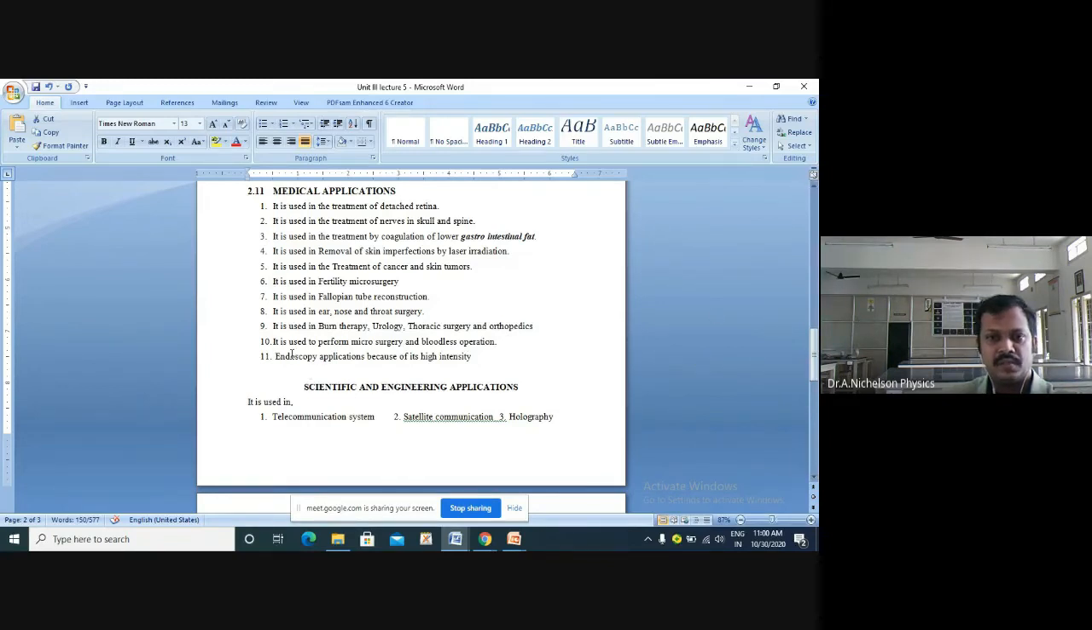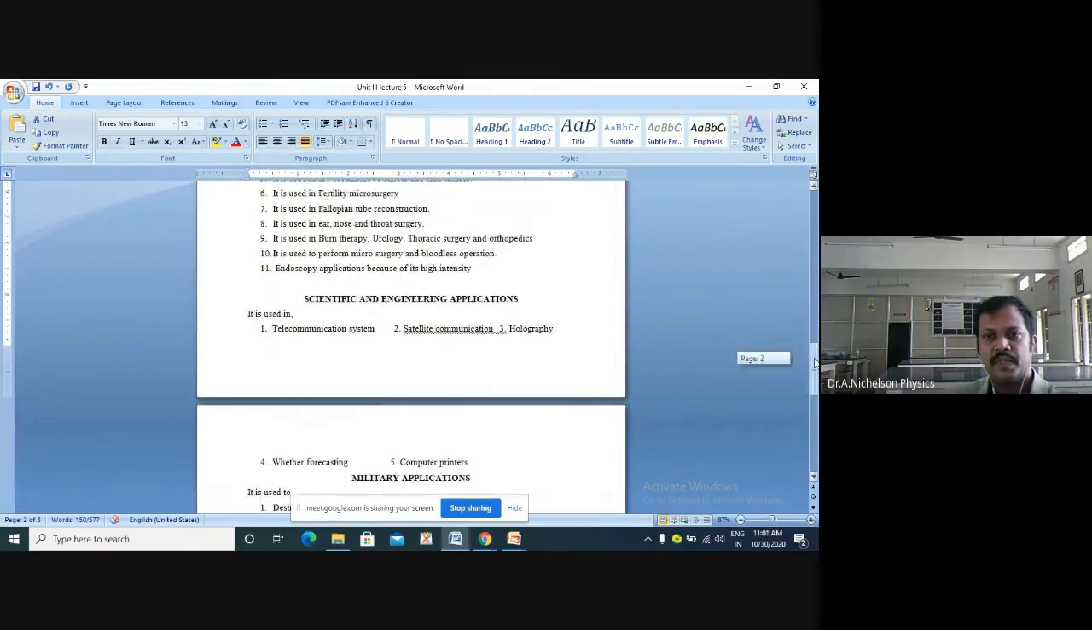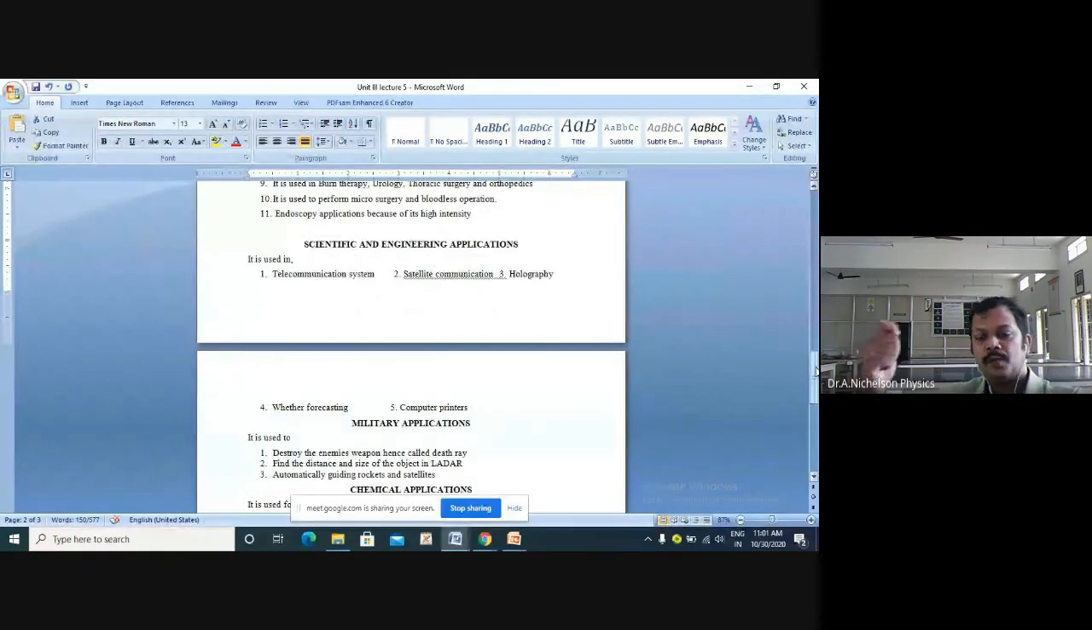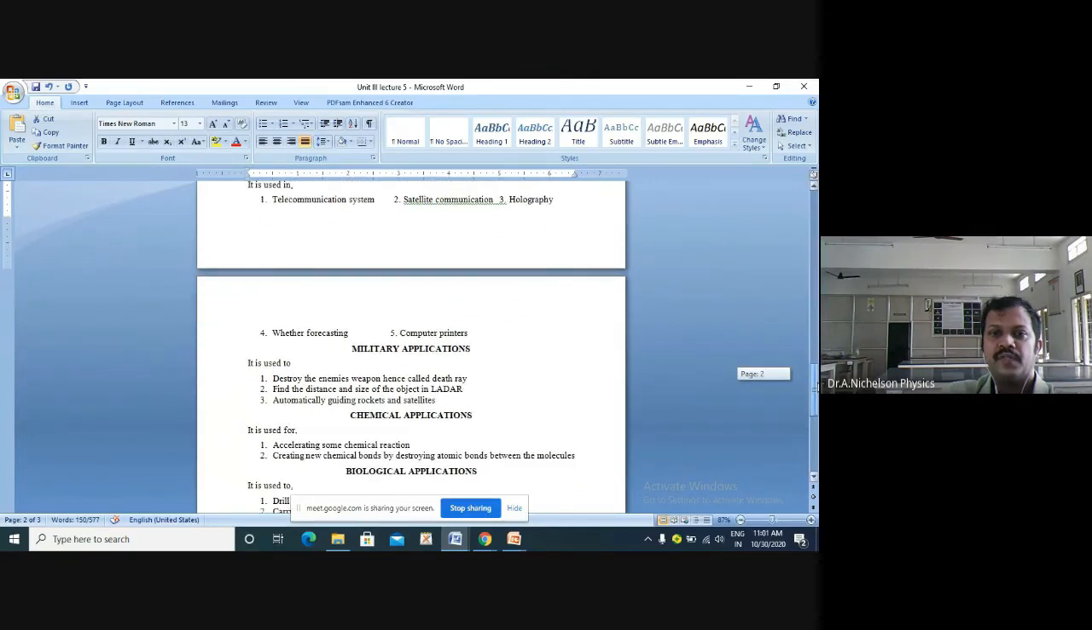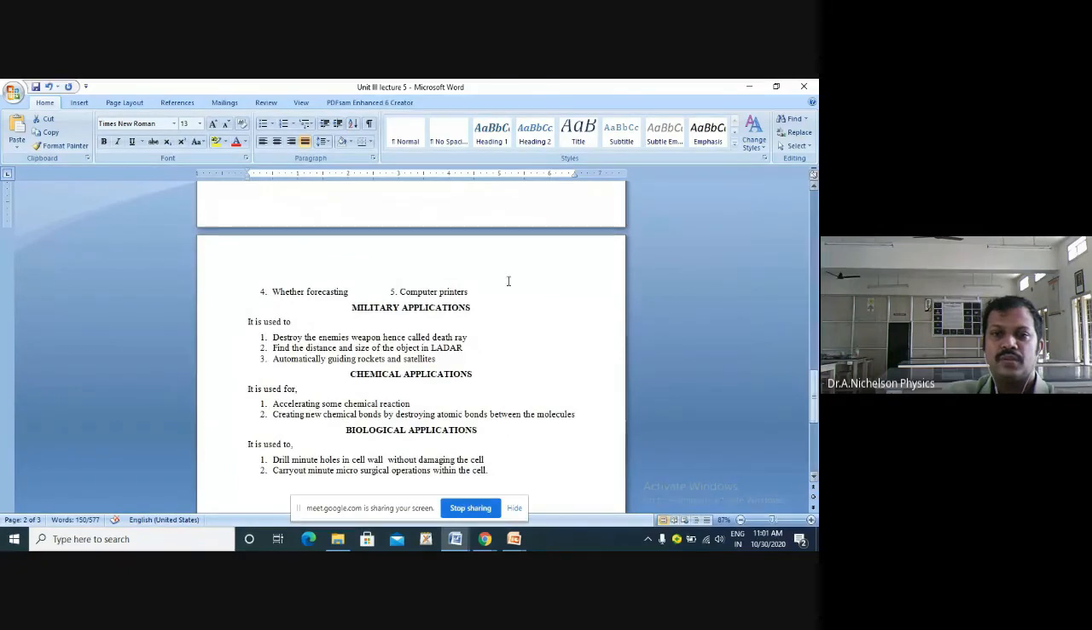And this is also important, endoscopy. Some of you have had that treatment, endoscopy. They use an optical fiber that is inserted into our mouth to diagnose what is happening inside the intestine. Then some more applications are there, scientific and engineering applications: telecommunication systems, satellite communication, holography, weather forecasting, computer printers. I think you have heard about laser printers, so that is what.